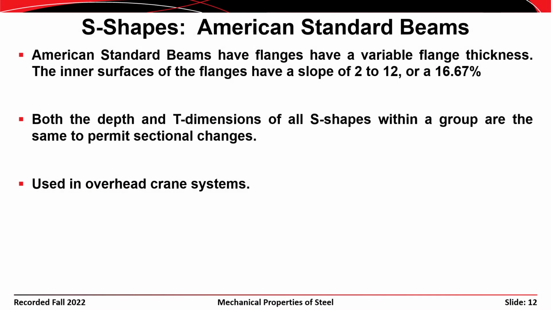Okay, a second type of I-shaped section that we deal with is an S-shape or a standard shape. American standard beams have flanges that are variable in thickness. The inner surface of the flange has a slope of 2 to 12 or 16.67%. Both the depth and the T dimensions of all S-shapes within a group are the same to permit section changes. And these are used mostly in overhead crane systems. We won't use them very much at all in this class. We might have the odd example problem where we put an S shape in instead of a W shape.